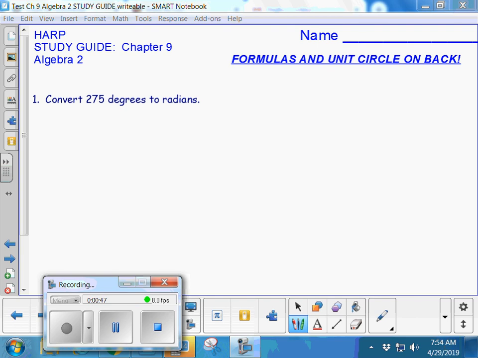What, Zoe? No, well, I don't think the unit circle is going to help because 275 degrees is not a stop on the unit circle. Nice try. Anything else that would help us?